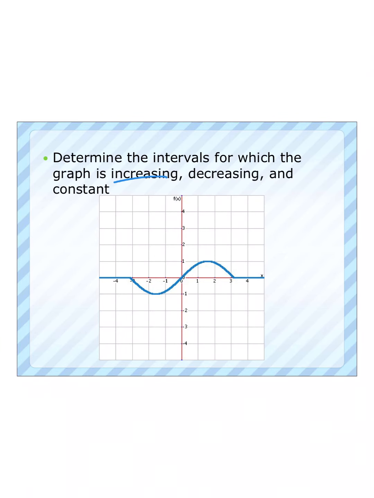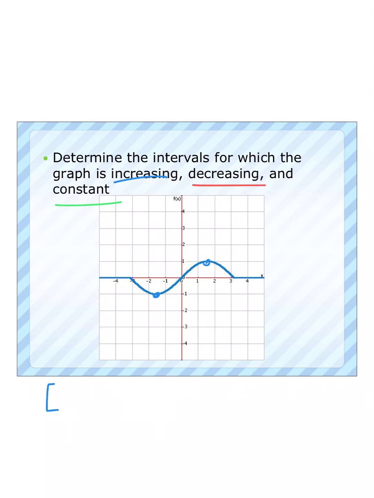For decreasing, we'll go with red. And then for constant, we're just going to go with green here. All right, so our increasing portions, well, I know it's going to increase when it's going up, and it's going to be going up from around here to around there. We're going to go ahead and visually approximate those numbers.